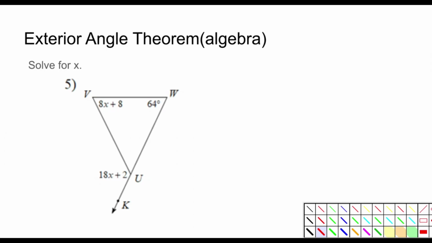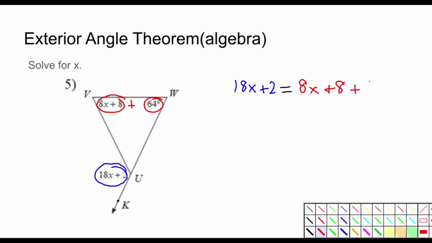All right, here we go. Solve for x. It looks like we have a triangle. We have two remote interior angles and an exterior angle. So what do we know? This exterior angle is equal to the sum of these two angles. These two angles added together have to equal my exterior angle, so I can write an equation. 18x plus 2 has to equal 8x plus 8 plus 64. There's my equation.